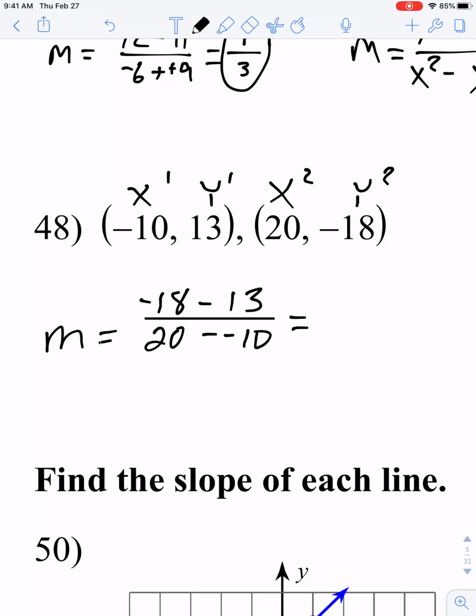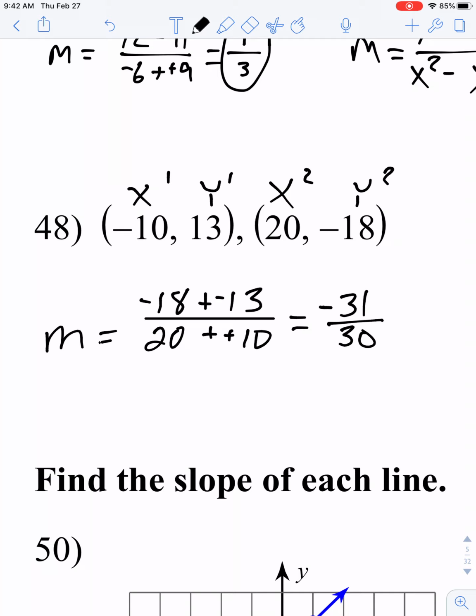And so I always like to change this subtraction to addition when I'm dealing with negatives, because there are rules that I can follow that are easier. So I'm going to change this to plus negative. And so a negative plus a negative, you just add them. 18 plus 13 is 31, and it stays negative. And then we write that over. So then we have a minus negative again, so plus positive. 20 plus 10 is 30.